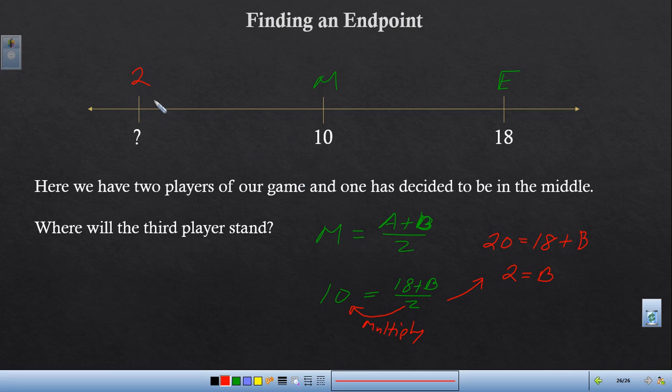And if you think about that, 2 and 10 are 8 units apart. 10 minus 2 is 8. And 18 and 10 are 8 units apart. And that's one way to check the midpoint. You could check the midpoint using distances.